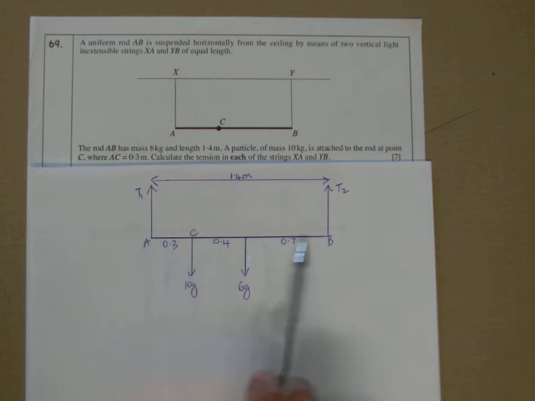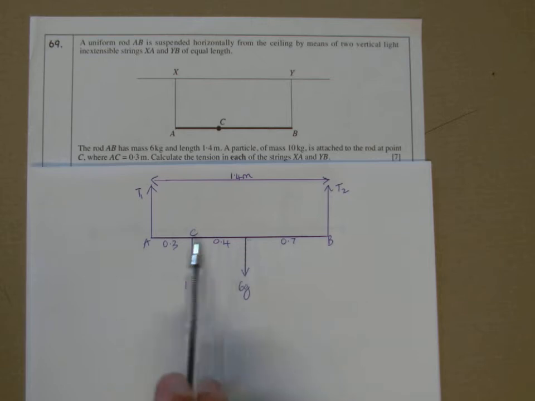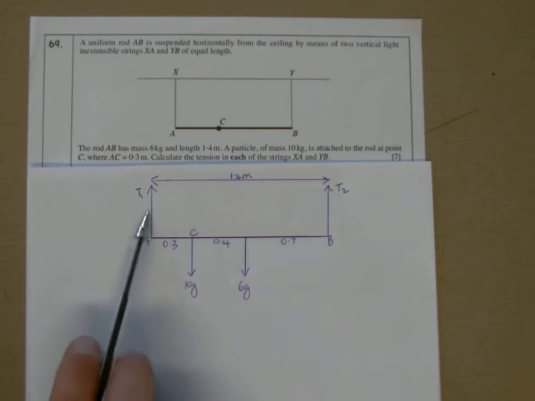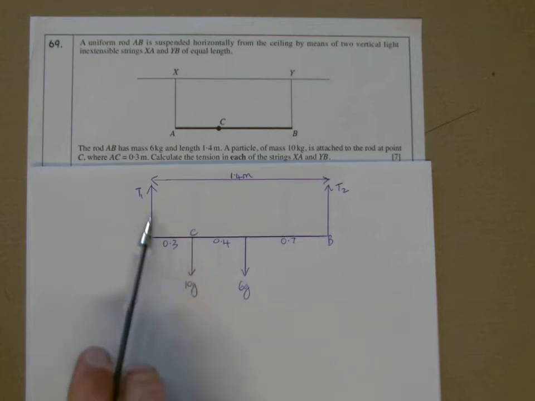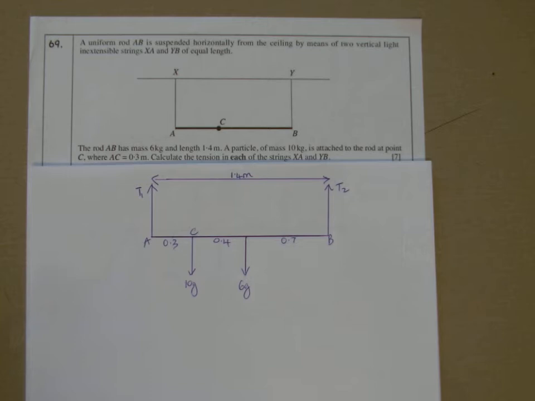Of course, the rod itself is uniform, so the weight here is focused at the center. Okay, 6 kilograms the mass of the rod, so 6G the weight there. And we're asked to work out the tensions in both strings. Now we'd expect the tension in this string to be greater because you've got this extra weight added on here, so there's going to be more stress on that string there.